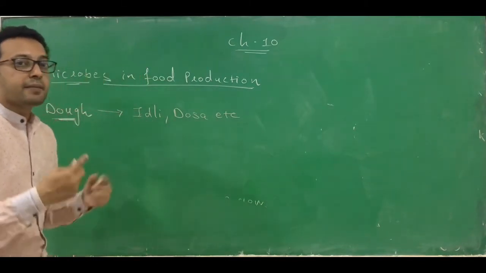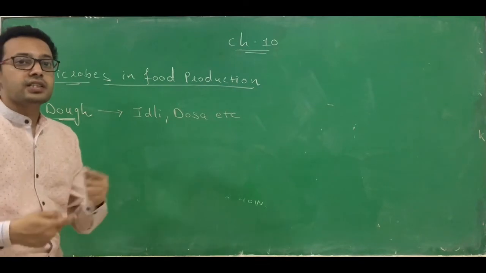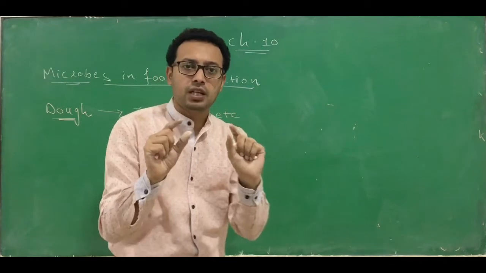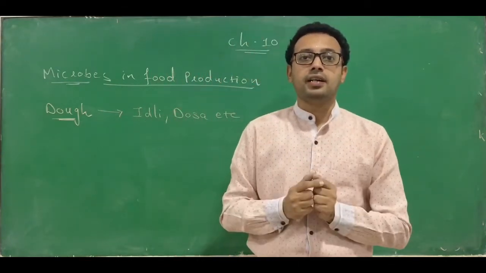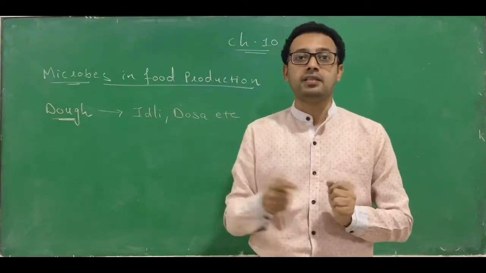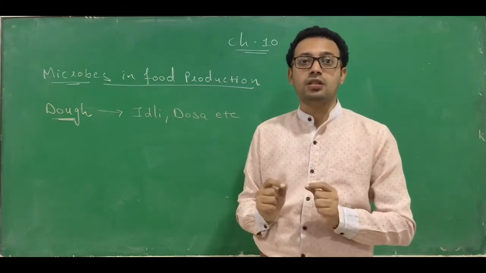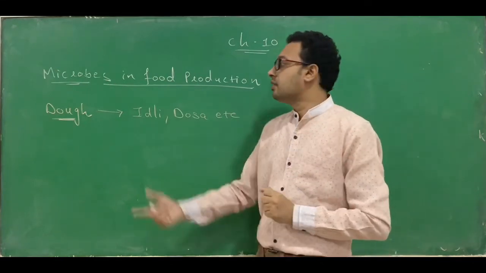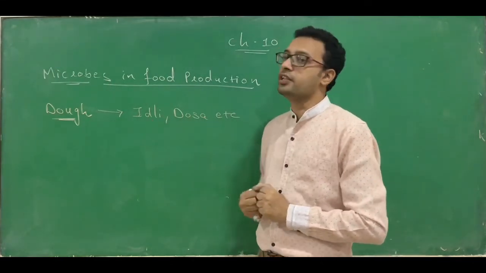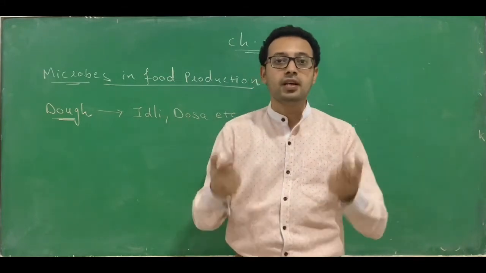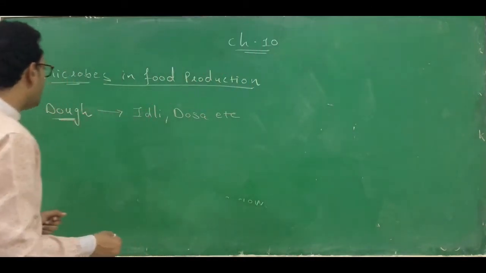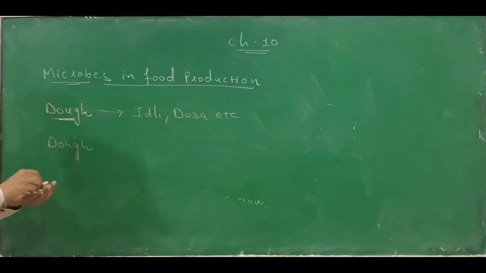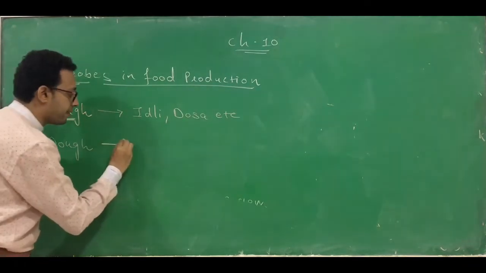The puffy appearance of idli and dosa is due to fermentation of the food product by bacteria. Because during fermentation carbon dioxide is produced, and thus it is used for the preparation of idli and dosa. So this is the second type of food product you can prepare. The dough can also be prepared to make bread.